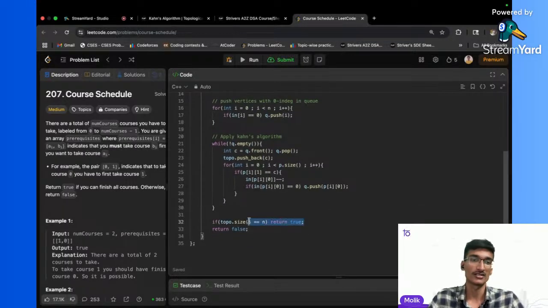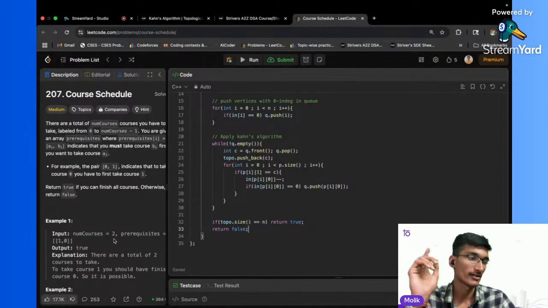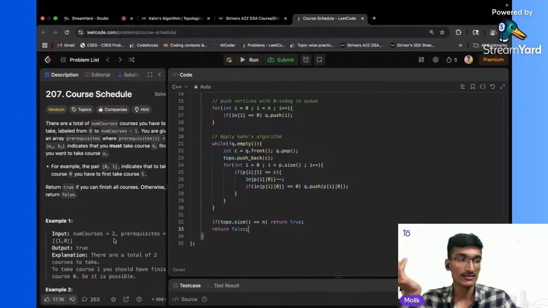Now, if the size of the topological array, topo array, is n, then there is a valid topological sort, else there is not. We already talked about it, right? If anywhere your Kahn's algorithm stops before giving you n vertices, the total vertices, then there is a cycle in it.